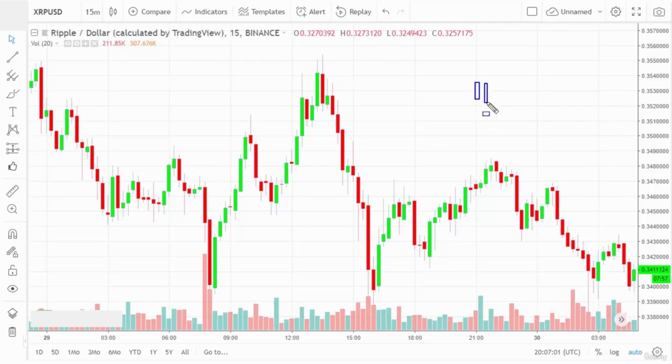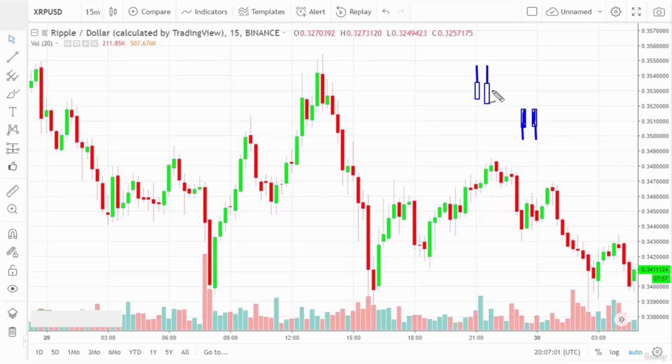So a tweezer top is pretty straightforward. It's two candlesticks, and they both have longer wicks on the top, right around the same size. And a tweezer bottom is the same thing, just as I'm sure you guessed, at the bottom of a downtrend. These are reversal patterns. So the tweezer bottom might look something like this.